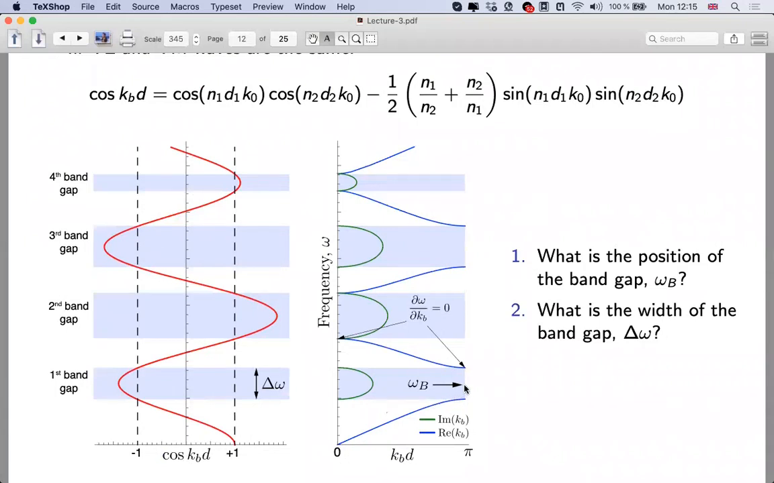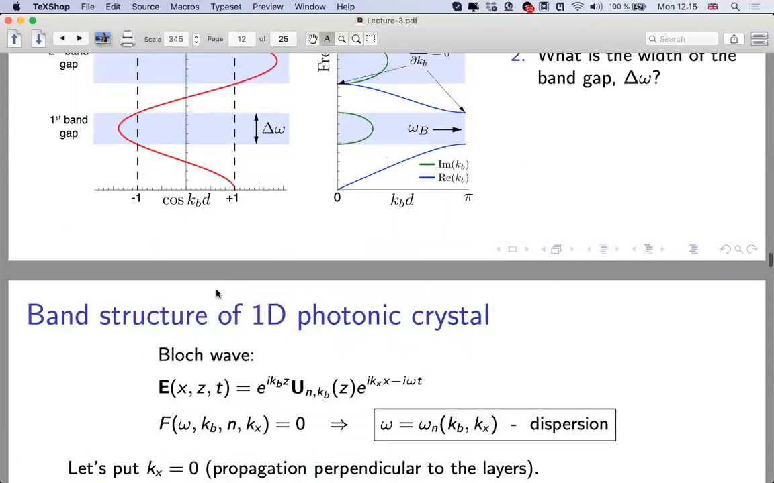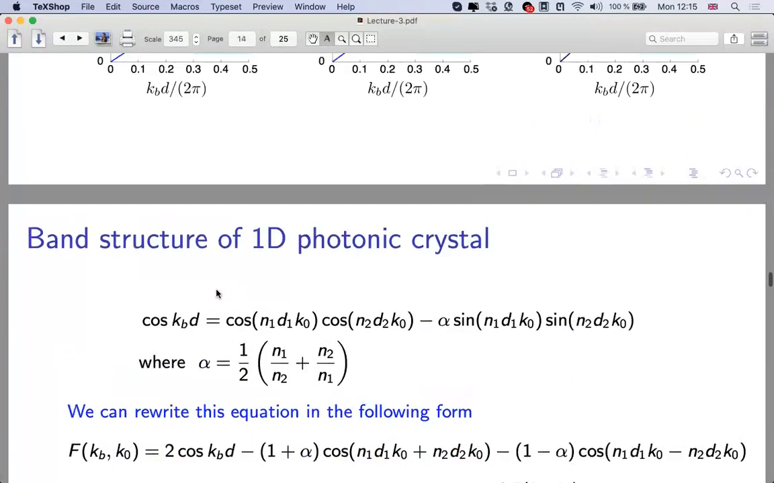Where is the derivative zero? Exactly. So we need to calculate the derivative of this expression over what? The red curve is a function. By omega, definitely. So let's do this. Please calculate the derivative, but omega is k naught, it's omega over c. So we need to calculate the derivative by k naught, only of the right part.